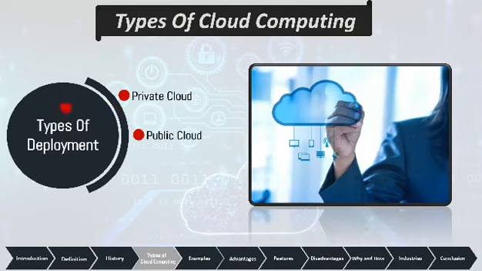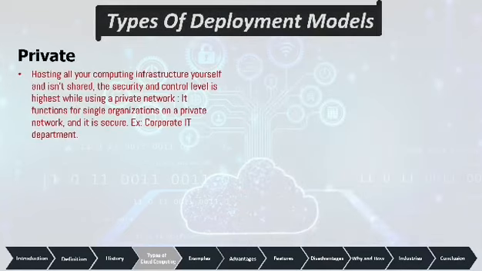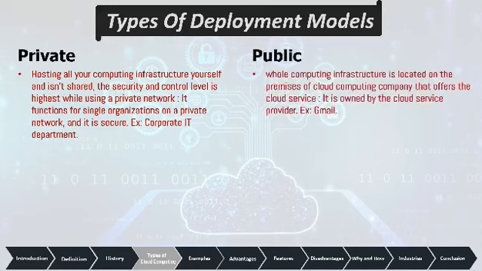Now we're gonna talk about the types of deployment models of cloud computing. Private. Hosting all your computing infrastructure yourself, and it isn't shared. The security and the control level is highest while using a private network. It functions for single organizations on a private network and it is secure, like a corporate IT department.